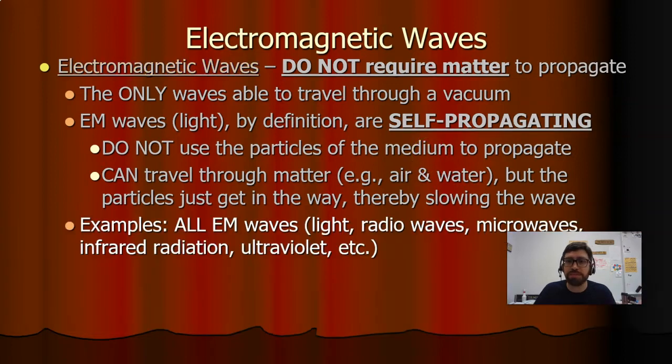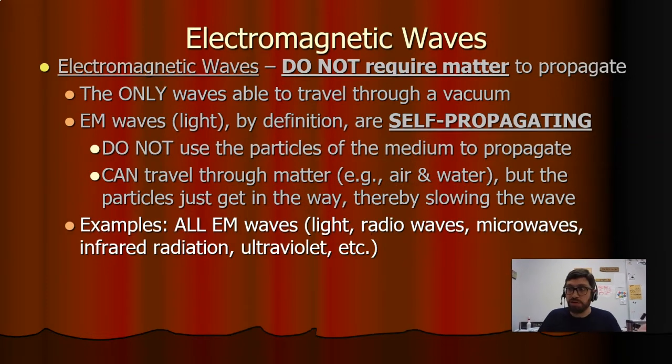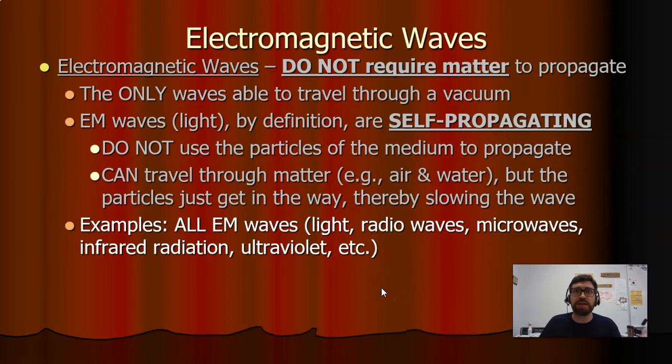And a really good example of that is all EM waves, all electromagnetic waves. And we'll talk more about this later when we talk about light. But light itself, the stuff that you see, is an electromagnetic wave. Radio waves are electromagnetic waves. Microwaves, infrared radiation, ultraviolet, gamma rays, all of those things are electromagnetic waves and can travel through a vacuum. We know that because the light from the sun reaches our eyes through the vacuum of space. It is not a mechanical wave. It does go through the air, but it doesn't need air to propagate.